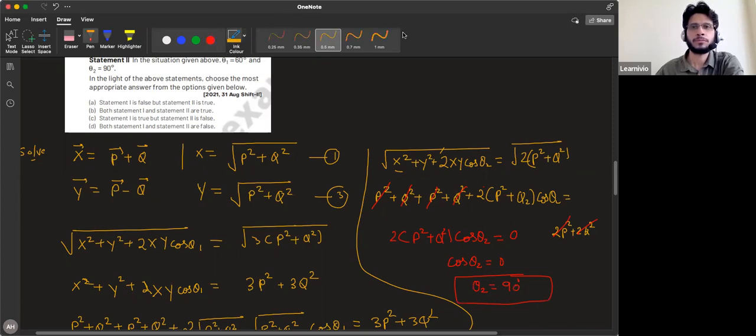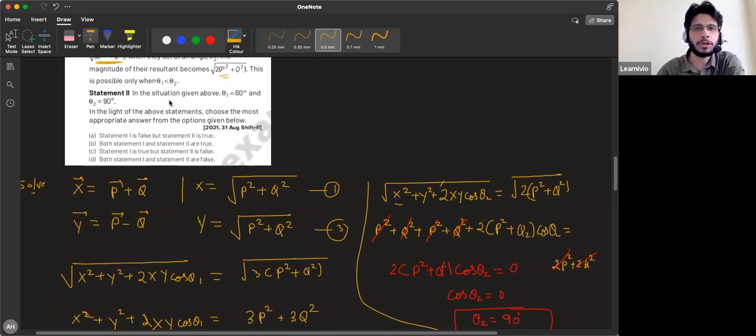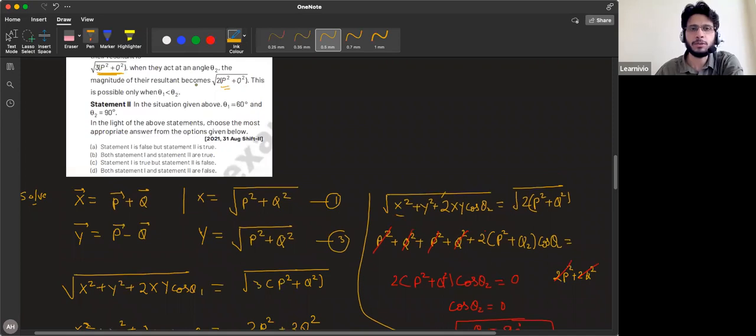The next task is now just check which one is correct. The statement 1 says theta 1 is less than theta 2. Theta 1 is 60, theta 2 is 90. It's correct. So both statement 1 and statement 2 are correct. So the correct options.